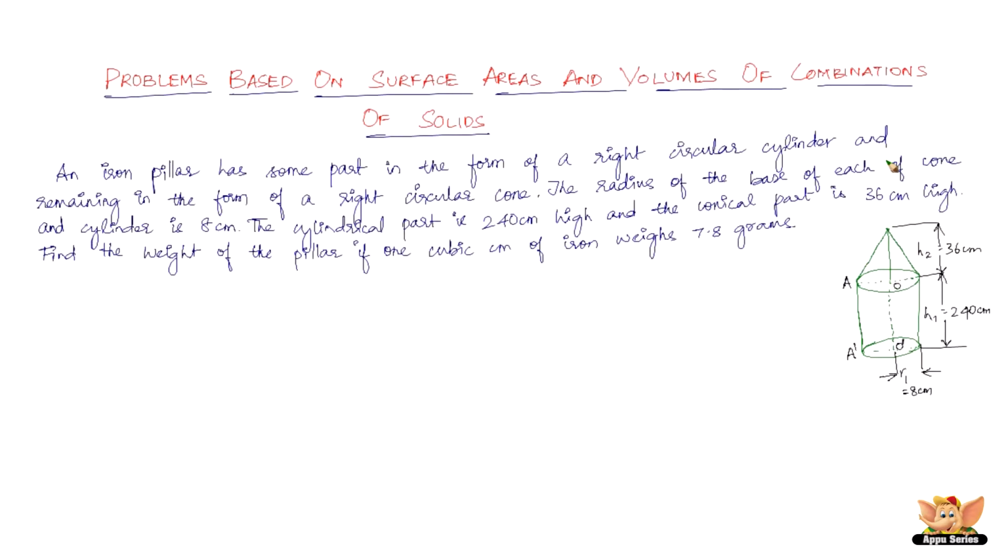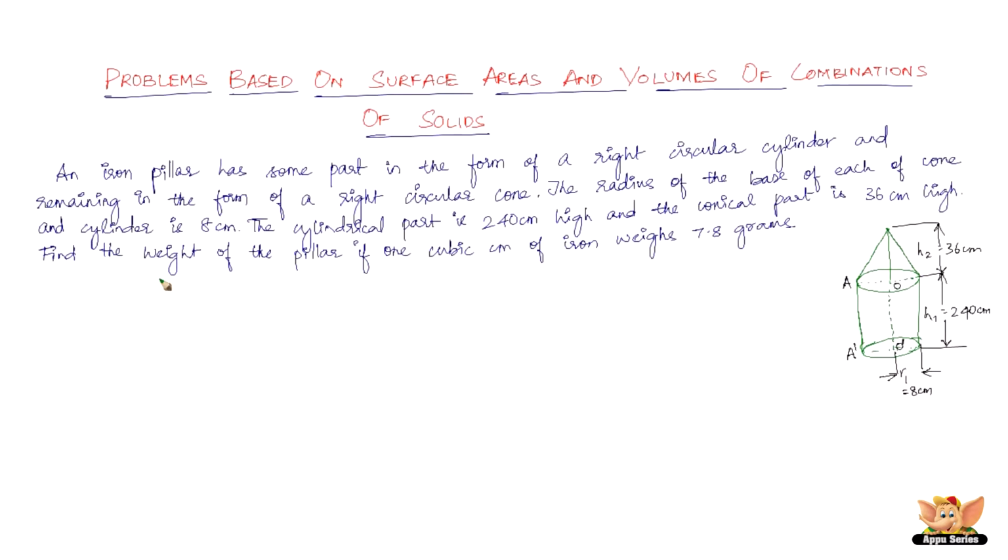The radius of the base of each of cone and cylinder is 8 centimeters. The radius of the base, that is here, of the cone as well as the cylinder is 8 centimeters. And the cylindrical part is 240 centimeter high, as you can see here, and the conical part is 36 centimeter high. Now what we have to do is find the weight of the pillar if 1 cubic centimeter of iron weighs 7.8 grams.